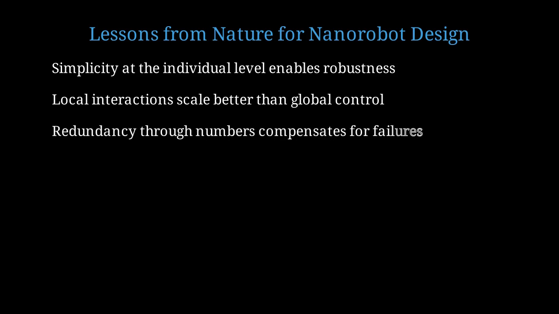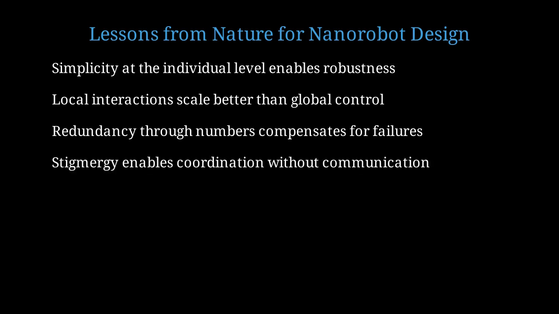Embrace redundancy. Individual nanorobots will fail, but swarm-level functionality persists if enough agents remain. Design for graceful degradation rather than perfect individual reliability. Stigmergy, coordination through environmental modification, is powerful. Nanorobots can leave chemical traces or physical markers that guide others, achieving coordination without direct signaling.